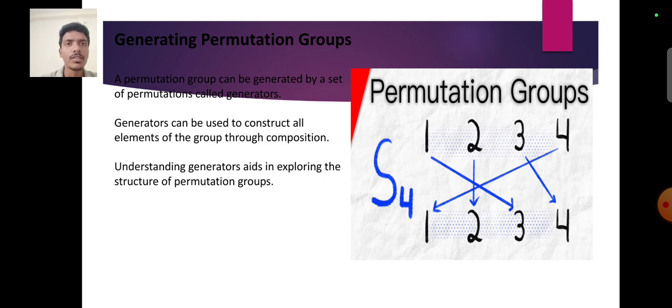Generating permutation groups. A permutation group can be generated by a set of permutations called generators. Generators can be used to construct all elements of the group through composition. Understanding generators aids in exploring the structure of permutation groups.